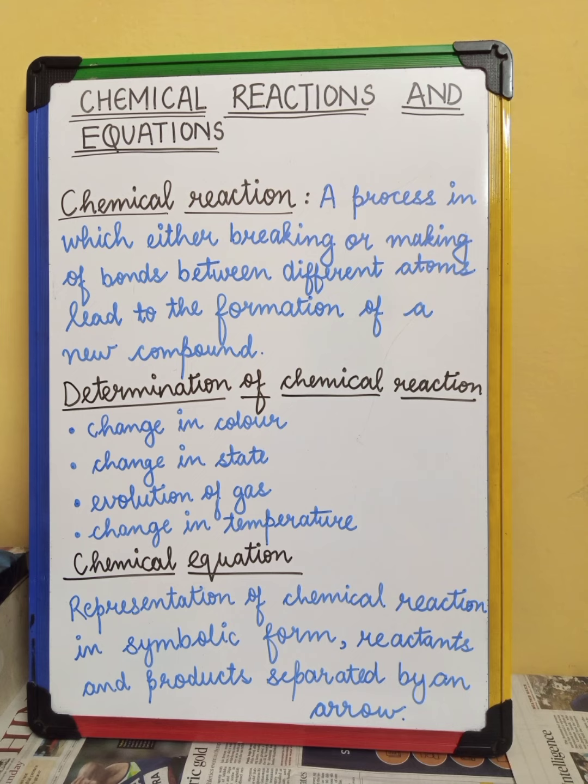Now, to indicate chemical reaction in simpler way, we would come to the concept of chemical equation. So chemical equation is basically representation of chemical reaction in symbolic form where reactants and products are separated by an arrow. The reactants are the part of equation that are indicated on the left hand side and the products are the substances that are formed during the chemical reaction and that are indicated towards the right of arrow.